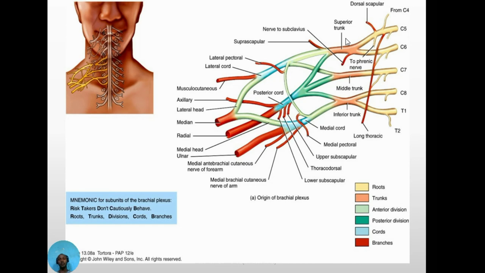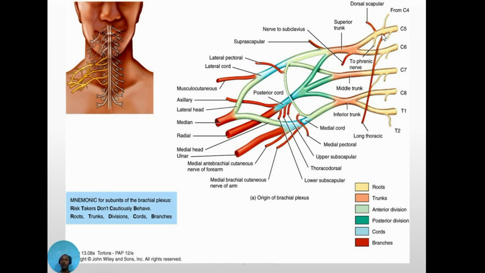We can get two nerves that originate from the trunk. They originate only from the superior trunk: the nerve to subclavius and the suprascapular nerve. Those two nerves originate from the superior trunk, and they give innervation for different structures found at the shoulder level.